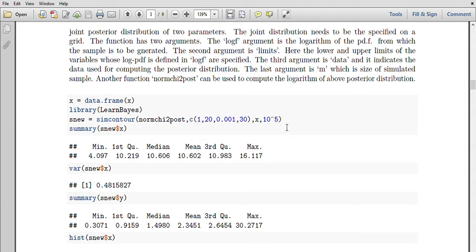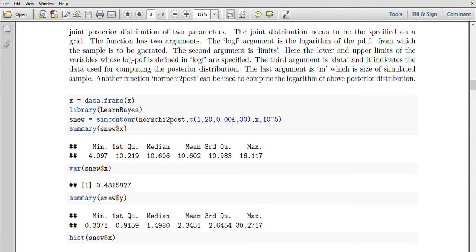Then the second argument is to specify the limits. So the first argument we have covered, that is log f. This normal chi2 post function computes the logarithm of the posterior distribution from which the sample is to be generated. Then the second argument is limits. So we have to specify the limits of mu values and sigma square values. Here I have taken the limits as 1 to 20. These limits are obtained by considering the quantiles. I tried to find the 1% and 99% points for both the posterior distributions, that is the conditional posterior distribution of mu and the marginal posterior distribution of sigma square.